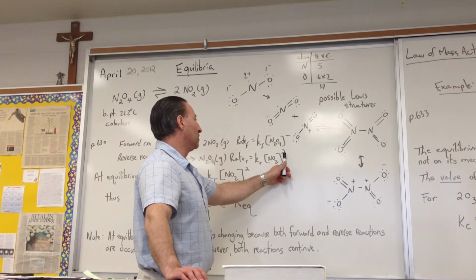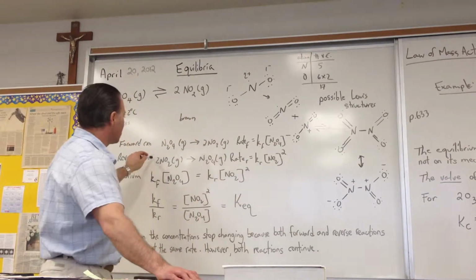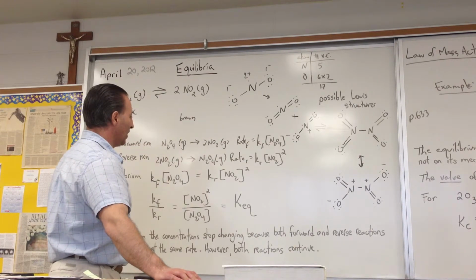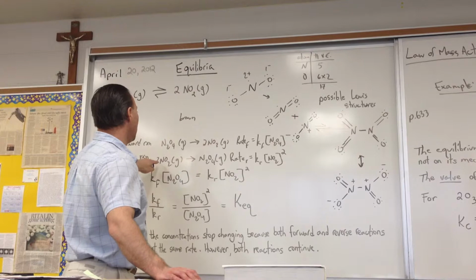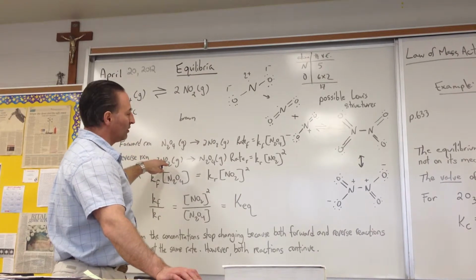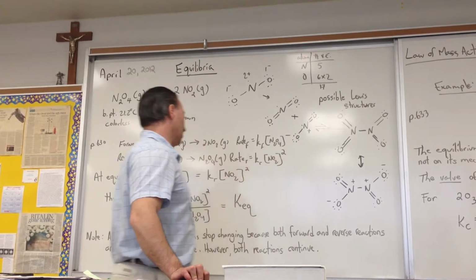They put this power of 2 because it's based on the stoichiometric coefficients of the balanced reaction. So whenever you have a stoichiometry of 2 to 1, for example, then the concentration in the rate expression will have to be raised to the power of 2.